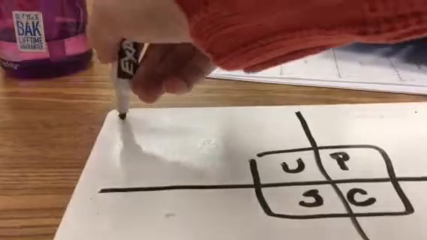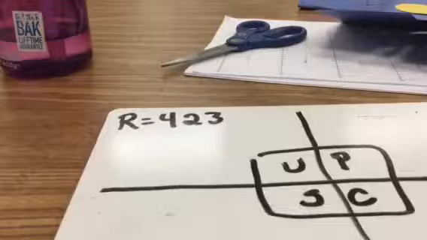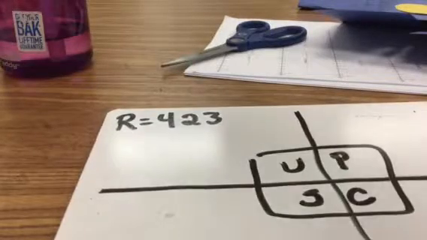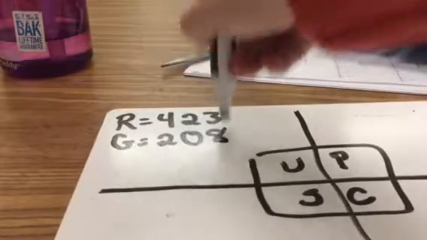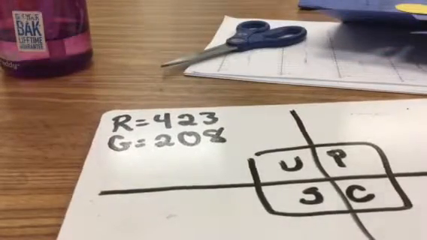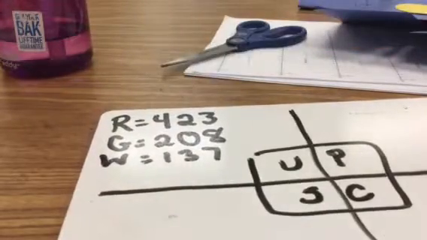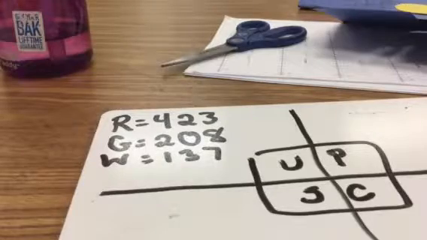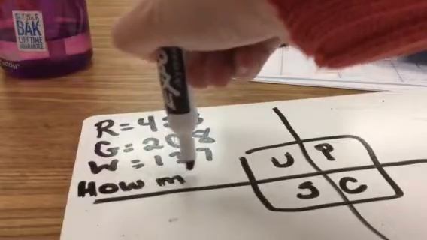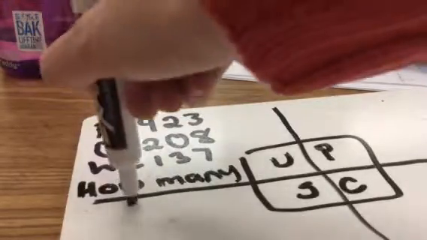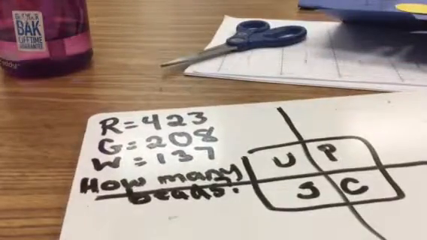423 red. So I'm going to say red is 423. Almost always your numbers are going to be important. 208 green and 137 white. How many beads does Riley have? Remember, your question is always important. So we want to know, how many beads does she have?